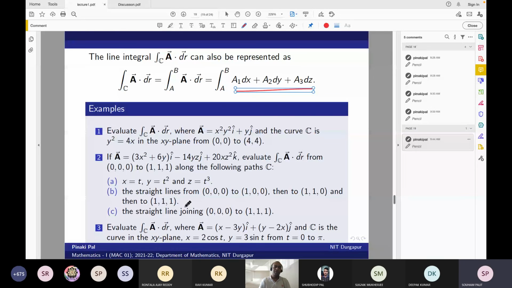The third one is an ellipse in the XY plane. Yes, it is an ellipse, and we will move from 0 to pi. T will move from 0 to pi, so half of the ellipse, the first and second quadrant. That portion we will consider over here. It is a vertical ellipse, where b is larger.